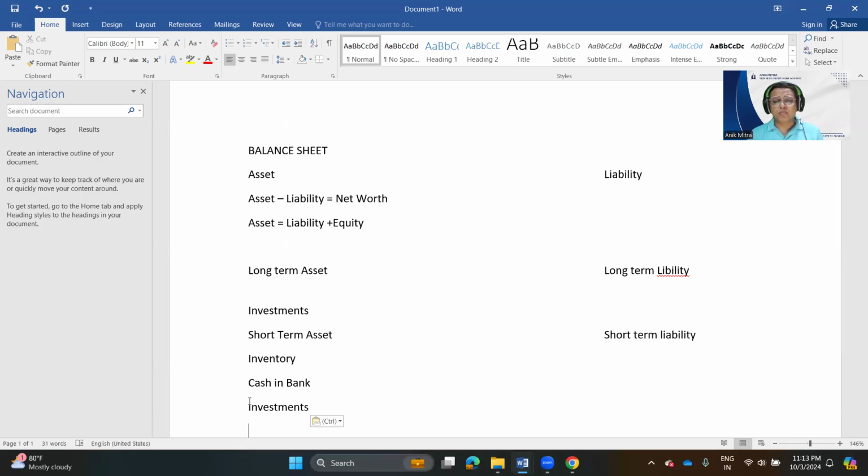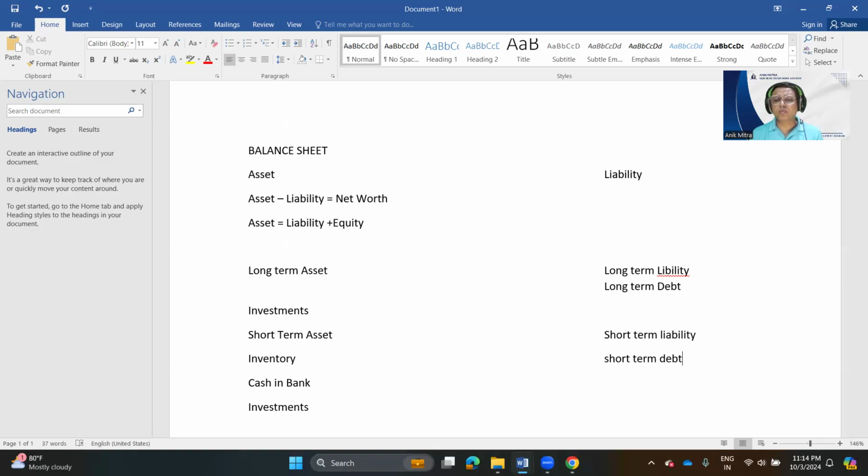Let's move to the liability portion. Again, here also you will find some long-term liability, sorry, long-term debt. And here you will find short-term debt.